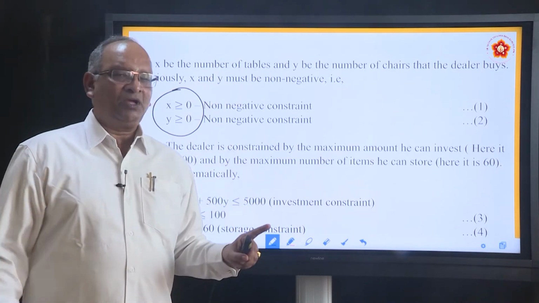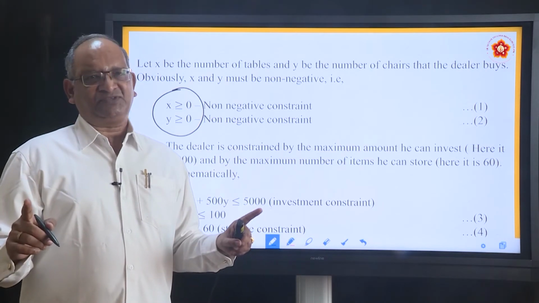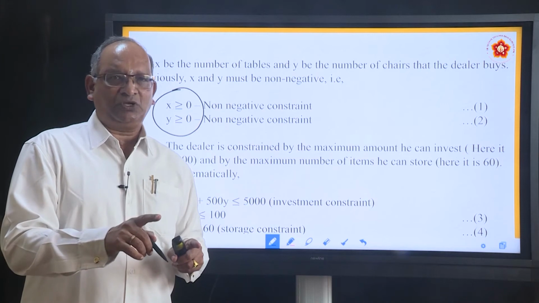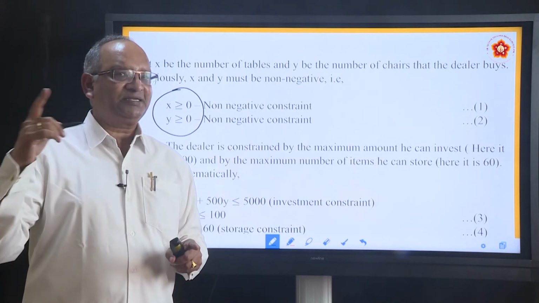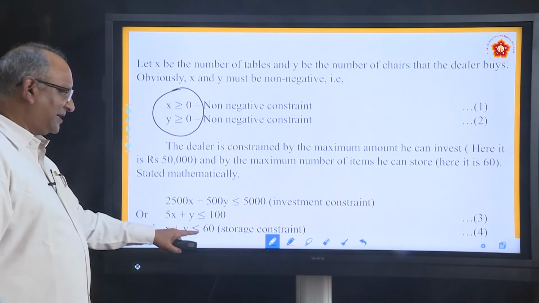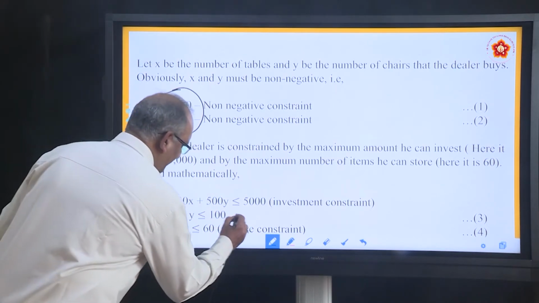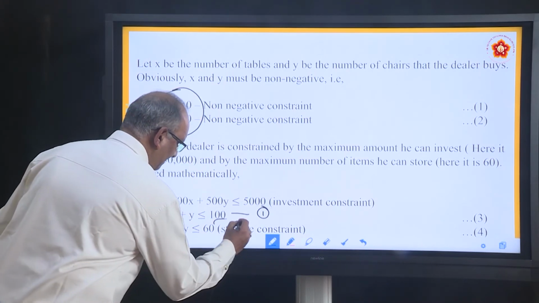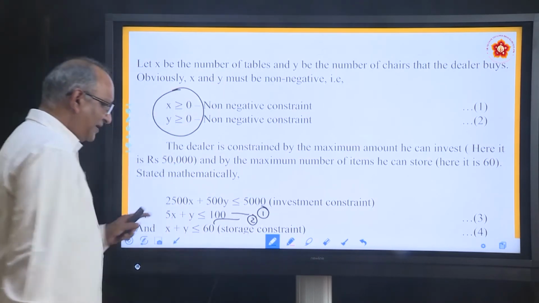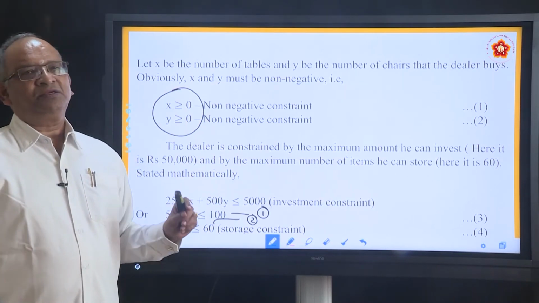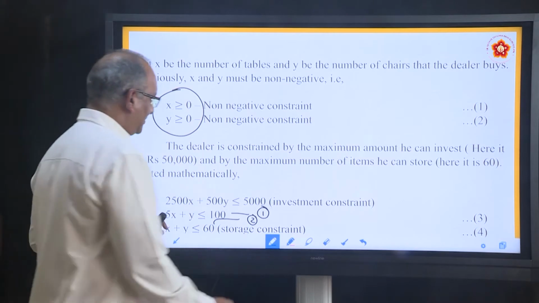What does x stand for? Number of tables. What does y stand for? Number of chairs. What is the total number, x plus y? This x plus y also cannot be more than 60. So we say it is less than or equal to 60. This is another constraint. One constraint is because of the money, another constraint is because of the storage place.